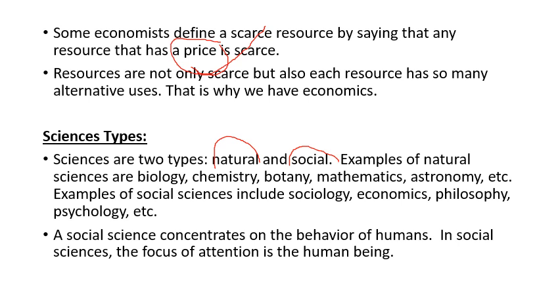In social sciences, remember, in sociology, they study marriage and divorce. In psychology, they study why criminals are criminals. In philosophy, I don't know what they study because I have no idea about philosophy, but again, you want to know why Socrates did this and why Socrates did that and all these kind of things. A social science concerns the behavior of humans. In social science, the focus of attention is the human being.